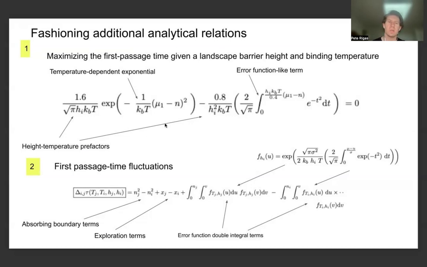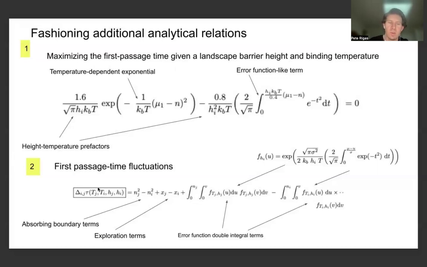So then we have to look for ways to factor in how the components from the explicit solution come into play with the first relation that we give here, in which we want to maximize the first passage time of some enzyme given a landscape barrier height and binding temperature, in which we look at contributions from an error function like term like what appeared in the solution, except that we change the upper bound of the integral a little bit, as well as factors which are dependent upon contributions from both the height and the temperature.